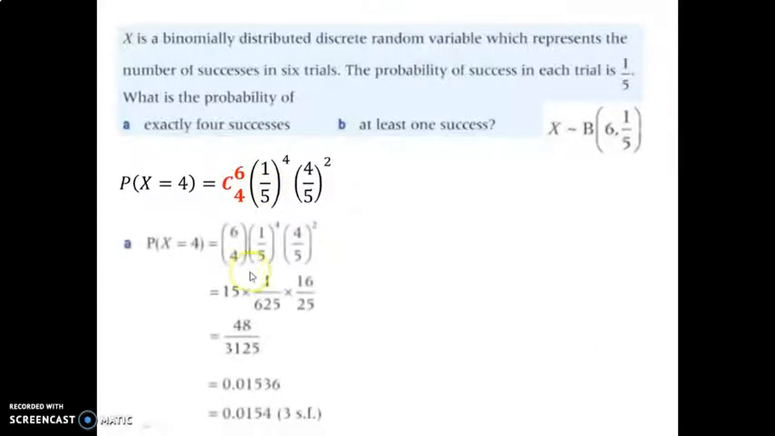And that works out to, let's see, this is all worked out here, and we get this value here. Hope you got the same thing. Now let's look at this question, B. What is the probability of at least 1 success?